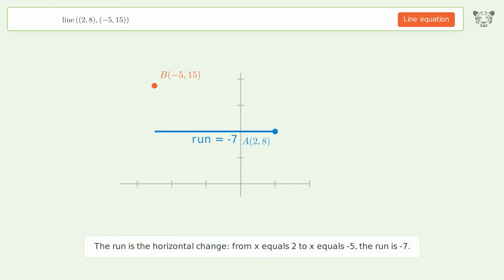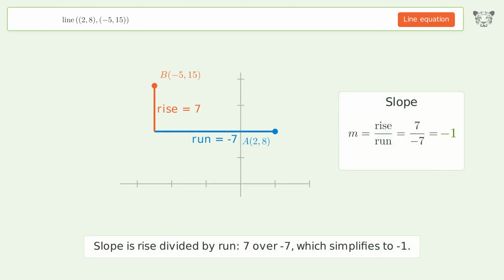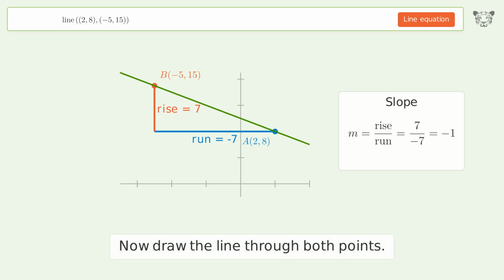The run is the horizontal change, from x equals 2 to x equals -5, the run is -7. The rise is the vertical change, from y equals 8 to y equals 15, the rise is 7. Slope is rise divided by run, 7 over -7, which simplifies to -1. Now draw the line through both points.